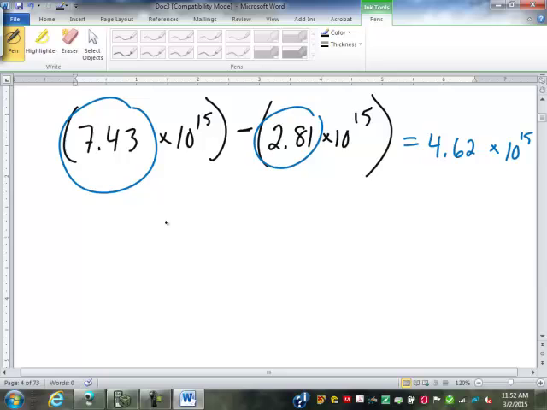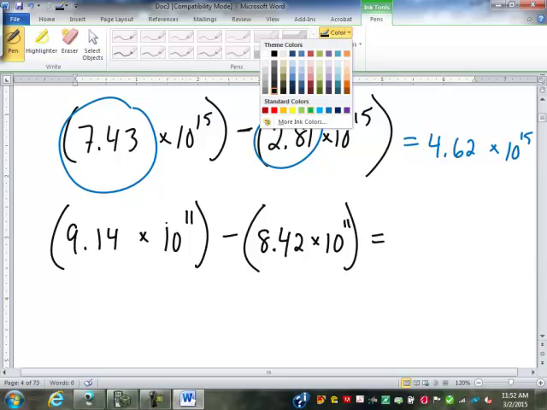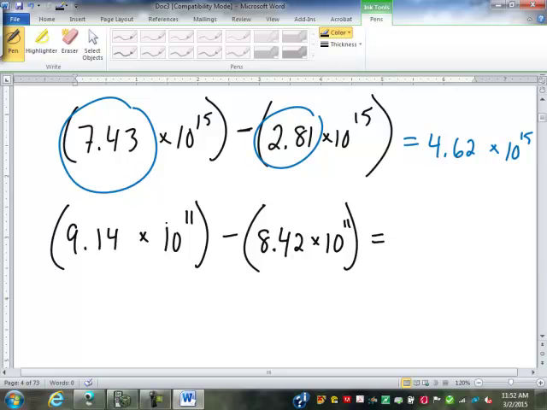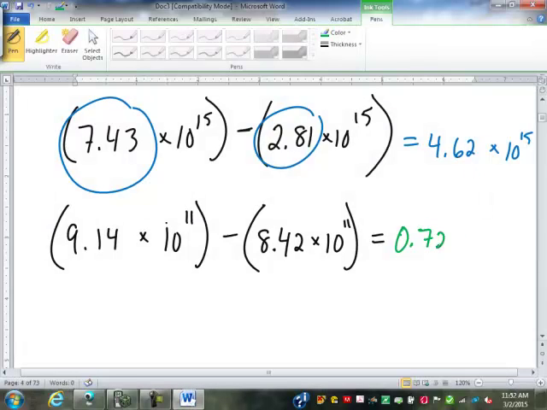Just like with addition, it doesn't always stay quite that simple. Let's say I have 9.14 times 10 to the 11th minus 8.42 times 10 to the 11th. Again, it looks pretty simple because we already have the same names. We do 9.14 minus 8.42 is 0.72. We keep the same name, so times 10 to the 11th. And now, once again, we have a problem. This is not proper scientific notation. Right now, there's a 0 in front of the decimal point.